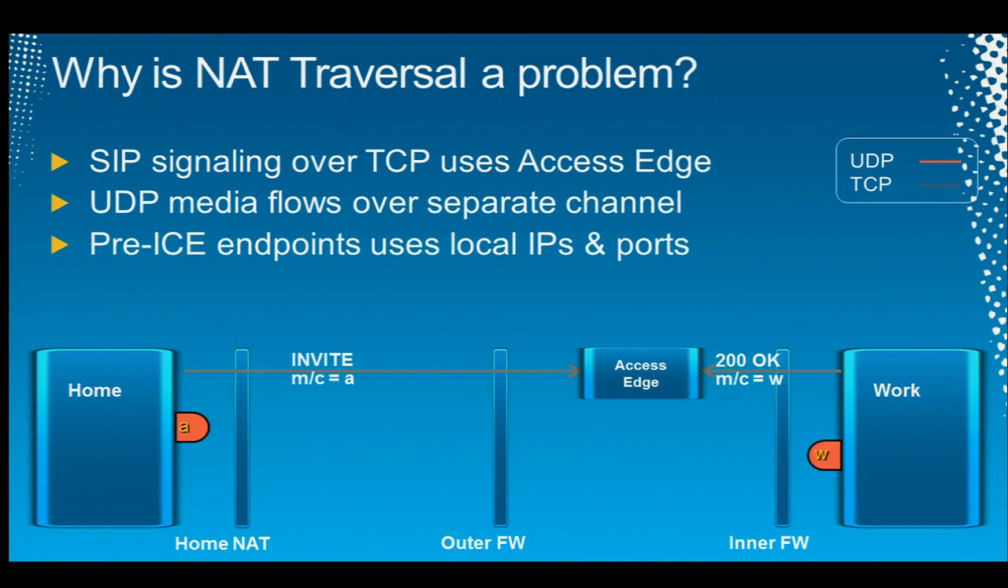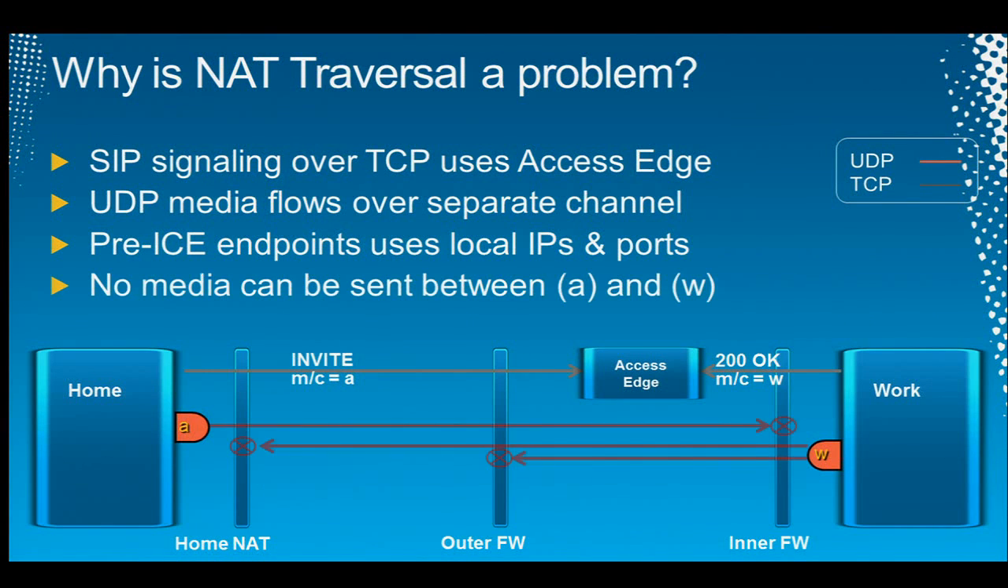All right, so for endpoints, for the media to flow, pre-ICE endpoints use the local IP and ports. So if you don't have ICE configured clients, or if you don't use ICE, then the media can't flow because it just gets blocked by all the firewalls in between. If you're at work and you're trying to get through, then you're going to hit the user that's at home, and you're going to be blocked by their NAT firewall. And if you're at home, you're going to be blocked by the corporate firewall. So it's just not going to work.